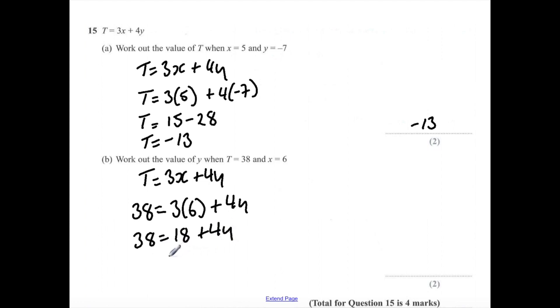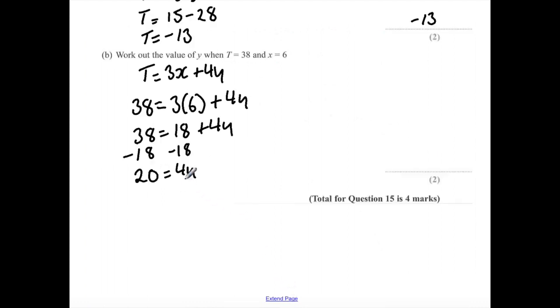I'm going to subtract 18 from both sides. Cancels out. Whatever you do to one side of the equation, you must do to the other side. So we have 20 equals 4y. What do you need to multiply 4 by to give us 20? 5. So, another way of doing it, I'm going to divide both sides by 4. 20 divided by 4 is 5, so 5 equals y. y equals 5. So our final answer is 5.